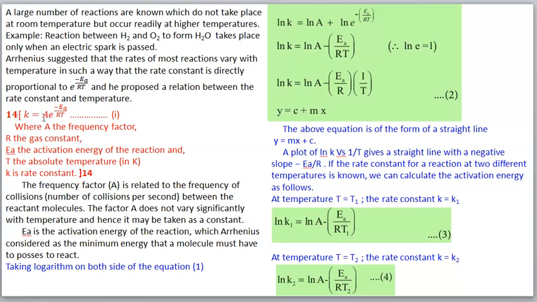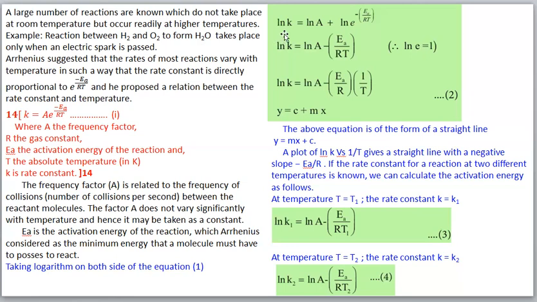Arrhenius equation can be written as k is equal to A e raised to minus Ea by RT. Then taking logarithm on both sides of the equation. Here logarithm means which logarithm? Natural logarithm, not common logarithm. Natural logarithm we have to take, because here the term e is there. If we take natural logarithm, then the term e will vanish.